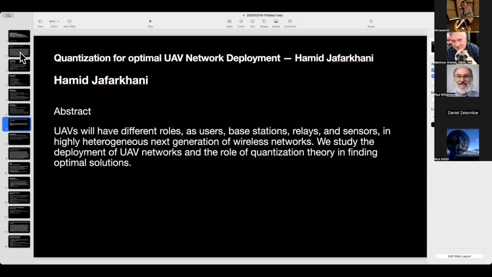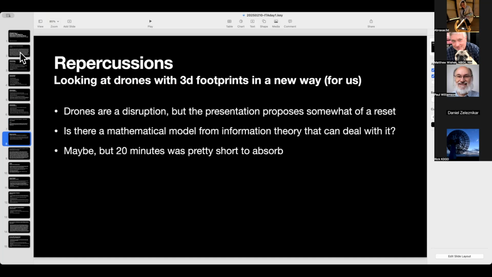The next one was quantization for optimal UAV, so this is like drones, network deployment. This was pretty neat. So just right off the bat said drones are very disruptive to communications, but this presentation kind of proposed a big reset and asked, is there a mathematical model from information theory that can deal with drones? 20 minutes was way too short of a talk. These are all 20-minute talks.